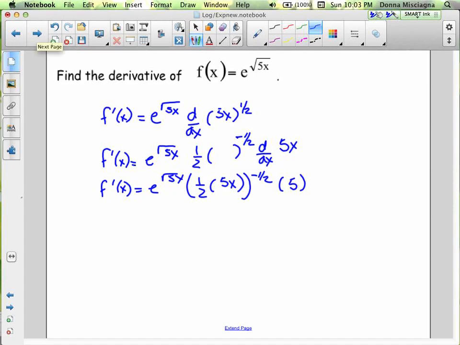Oh, one little boo-boo here. One tiny little boo-boo is where I wrote the exponent. This parentheses, the 5x, is raised to the negative 1/2 power. This parentheses is for the multiplication. All right, so we have f prime of x equals, move that 5 in front.